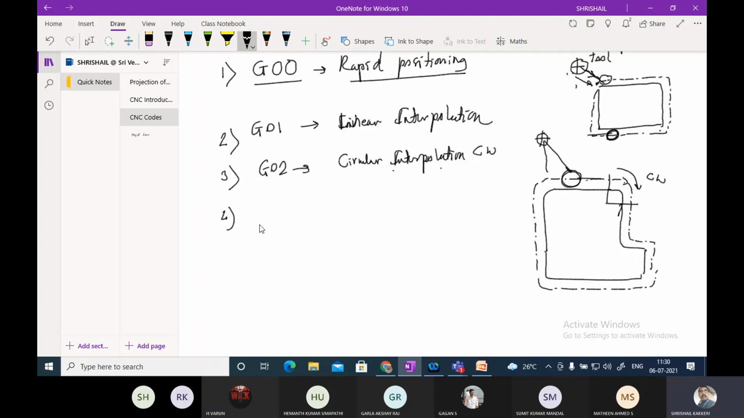While doing the program, you will come to know a little more. And next one is G03, it is circular interpolation counterclockwise. And the fifth one, I will be giving you, G04 is a dwell. Dwell is simply it is moving from here to here without cutting or without doing any kind of machining. That is dwell. And another important thing, there are G20 and G21.